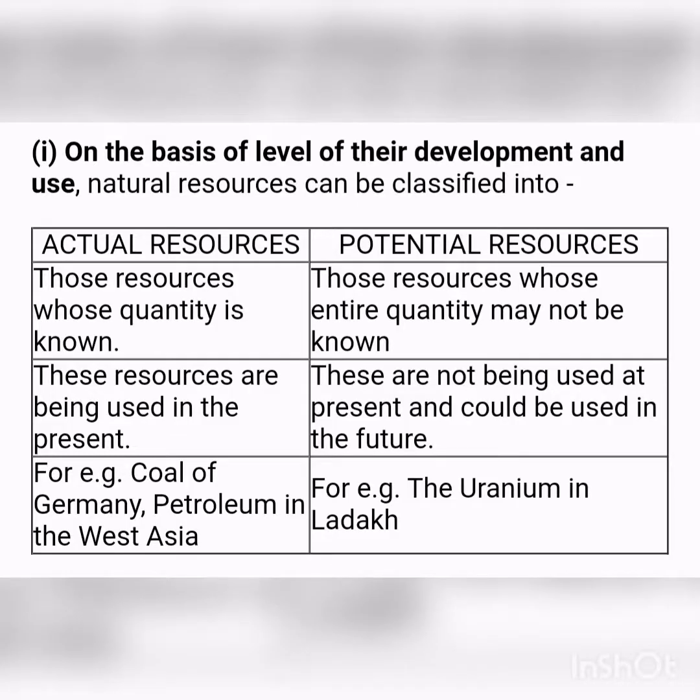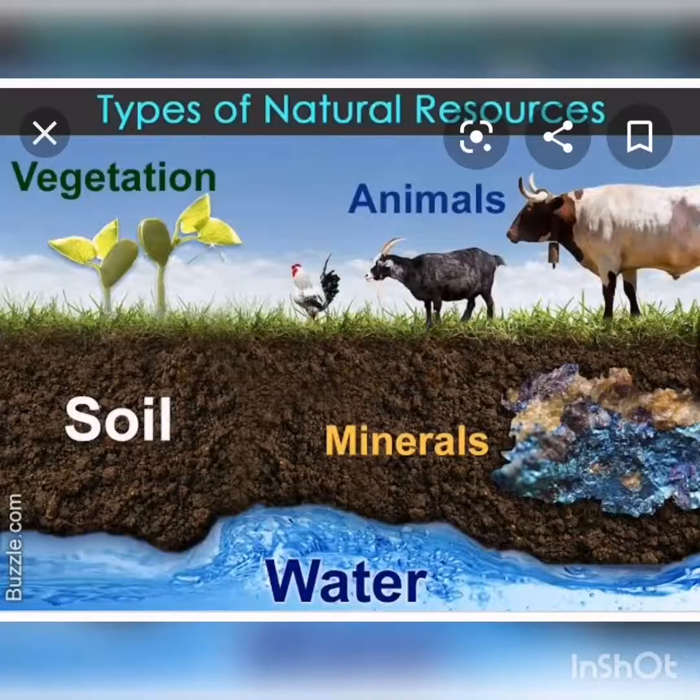On the basis of development, natural resources can be classified into actual and potential. Actual resources are those whose quantity is known, while potential resources are those whose quantity may not be known. Actual resources are being used in the present; potential resources are not being used at present, but could be used in the future. Students, again look at the types of natural resources: vegetation, soil, animal, mineral, and water.